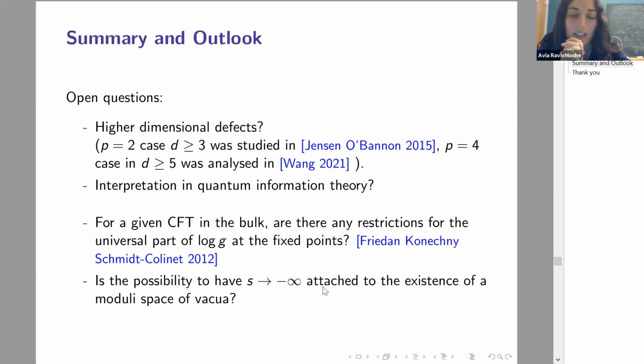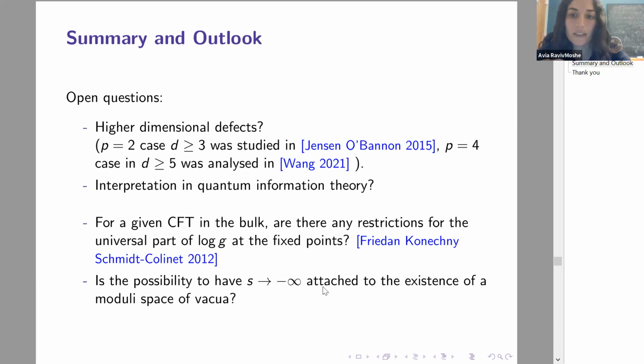dimensions or higher, this case was studied in the paper by Jensen and O'Bannon from 2015, where they proved a defect B theorem, meaning that the coefficient of the Euler density in the defect Weyl anomaly acts as a monotonic function and decreases through the RG flow.